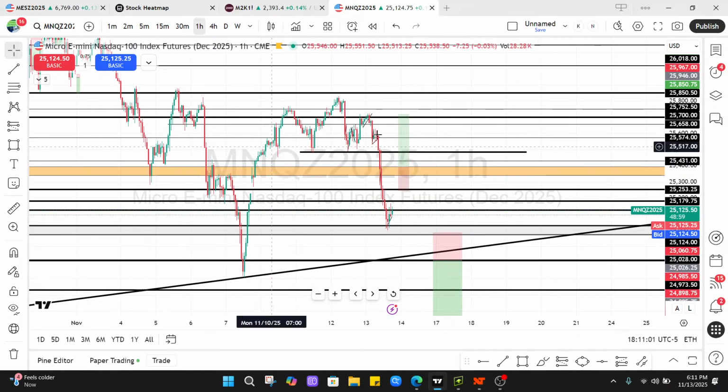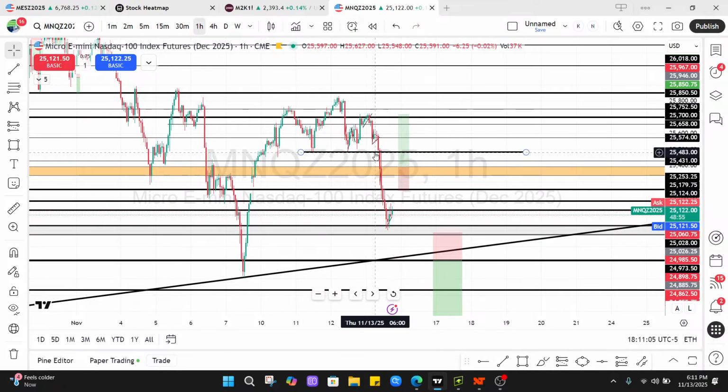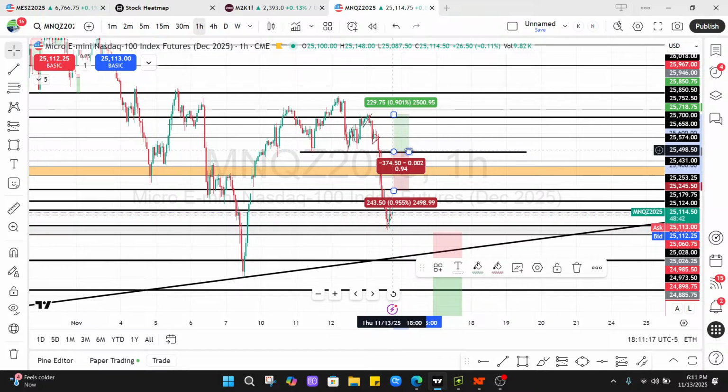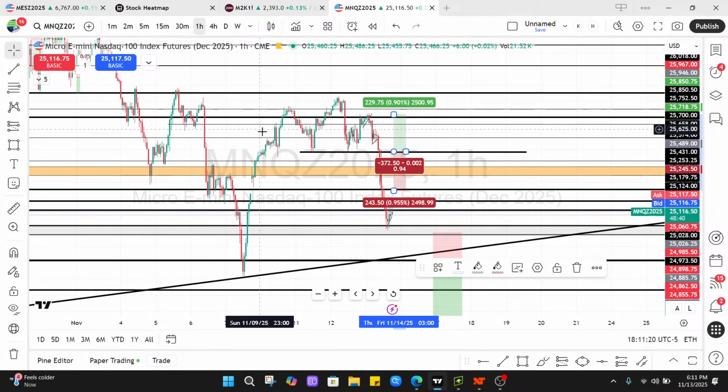So that's on the 1 hour. We're definitely looking at these Monday, Tuesday, Wednesday lows to see if we're going to get any type of rejection on there. So we're going to refine this long to be at that zone, and we're also going to refine a short to be at that same exact zone.